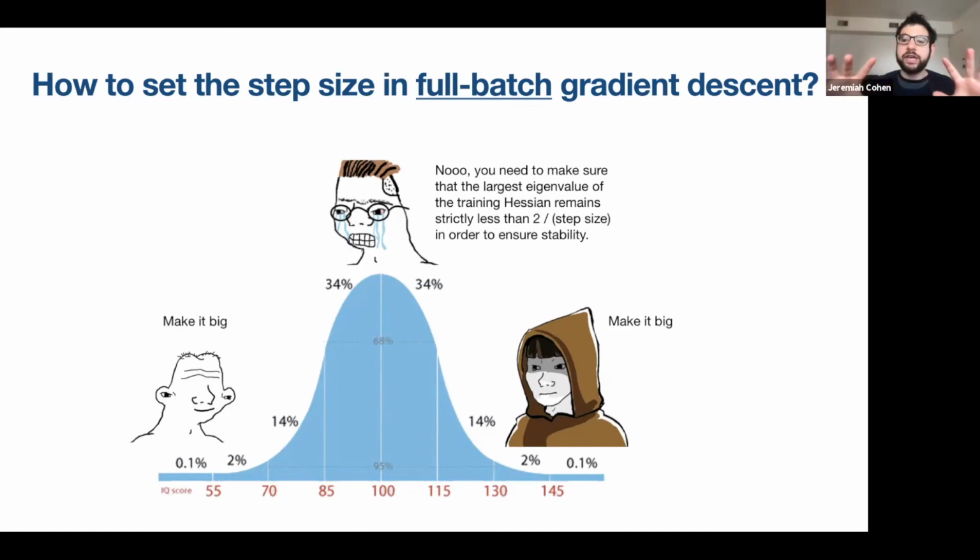Now, I'll add the caveat: this is only for full batch gradient descent. For SGD, you actually can't do this. Big step sizes don't work because there's a noise problem. So this is just full batch, which nobody uses. So don't take this slide and go off and make your learning rates as big as possible, because it won't work since you're using SGD. But if you were using full batch gradient descent, you should do that. Just make the learning rate very big, and don't worry about the sharpness.